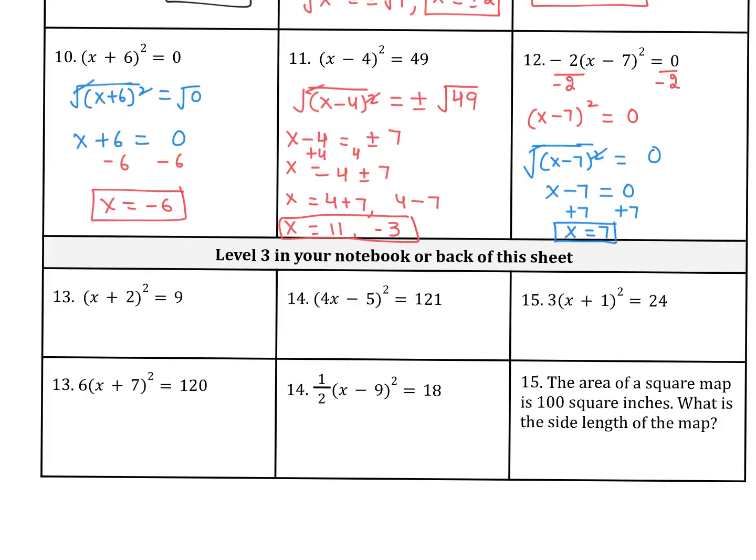For number 13, you take the square root. It becomes x plus 2 equals plus or minus 3. So 3 and negative 3. x equals 1 and x equals negative 5.